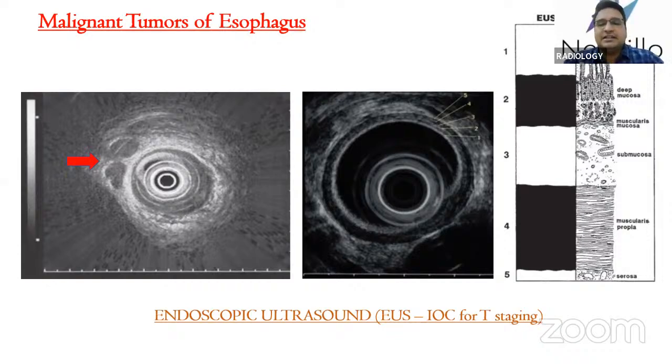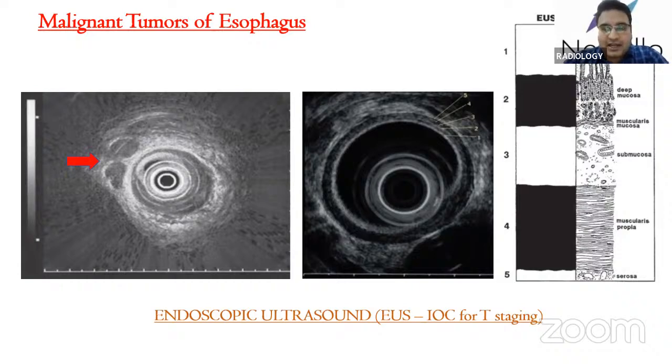Why is it important? Why is it the investigation of choice? Now we can clearly denote the lines out here. We can say this part is mucosa, this is submucosa, this is muscularis propria, this is serosa. So in the TNM staging, up to involvement of submucosa, we are going to call it T1 stage. Involvement of this layer number 4, muscularis propria, is called T2 stage. And involvement beyond the muscularis propria, we can call it T3 stage.